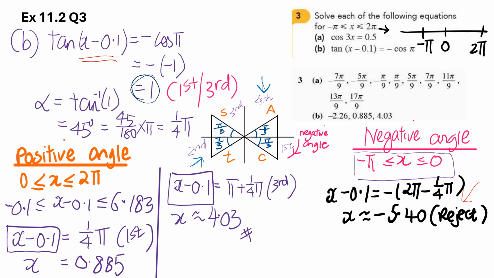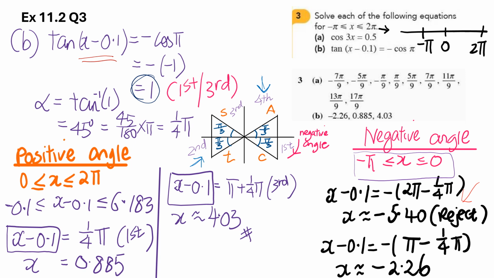Okay, and then yeah, the second quadrant will be negative bracket pi minus 1/4 pi, and then you can just use your calculator to evaluate to get negative 2.26. All right, if you don't quite get it, please look through again. Basically, it's a method for solving trigonometric equations, so you just have to remember the steps.